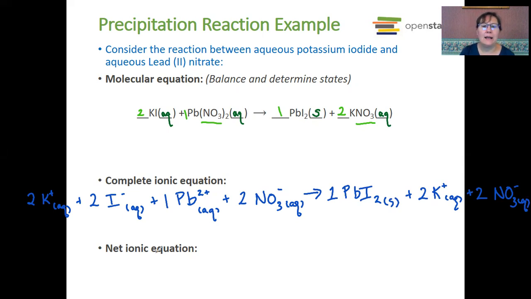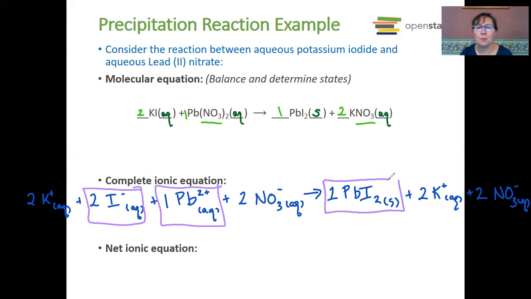And now I need a net ionic equation. And in a net ionic equation, what I'm doing is I'm only keeping the things that are reacting. And I have 1 lead 2+ that's aqueous and 2 iodides that are aqueous. And they're forming 1 single PbI2. All right, great. So that means, for my net ionic equation, see how my potassium and my nitrate are the same on both sides? They're spectating. They're not actually participating, so we don't really care about them.